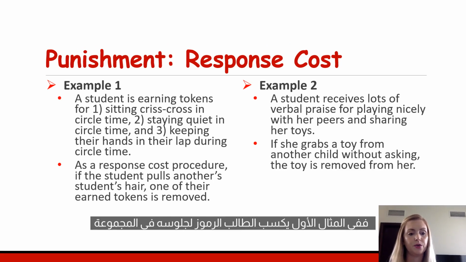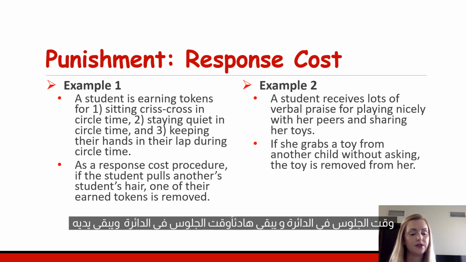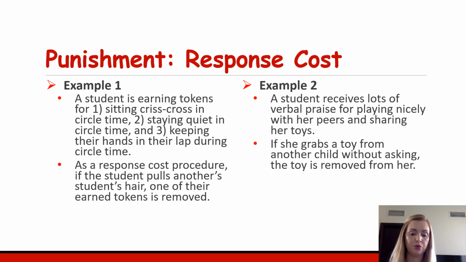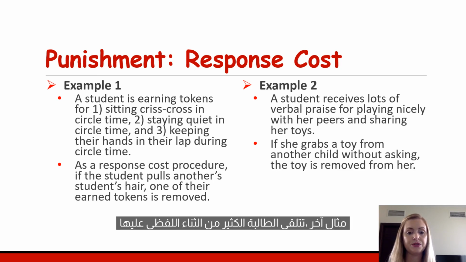The first example: a student is earning tokens for sitting crisscross in circle time, staying quiet in circle time, and keeping their hands in their lap. As a response cost, if the student pulls another student's hair, one of their earned tokens is removed. Another example: a student is receiving a lot of verbal praise for playing nicely with their peers and sharing their toys, but if they grab a toy from another child without asking, that toy is removed from her or him.